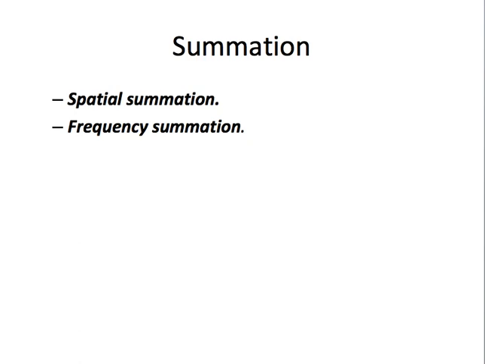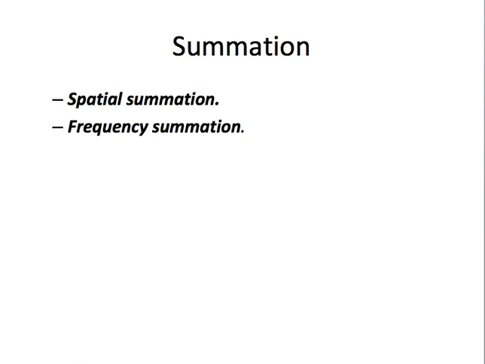Summation occurs in two ways: spatial summation and frequency summation. Spatial summation is the multiple motor unit summation, and it occurs by increasing the number of motor units contracting simultaneously. It is also known as multiple motor unit summation or multiple fiber summation.